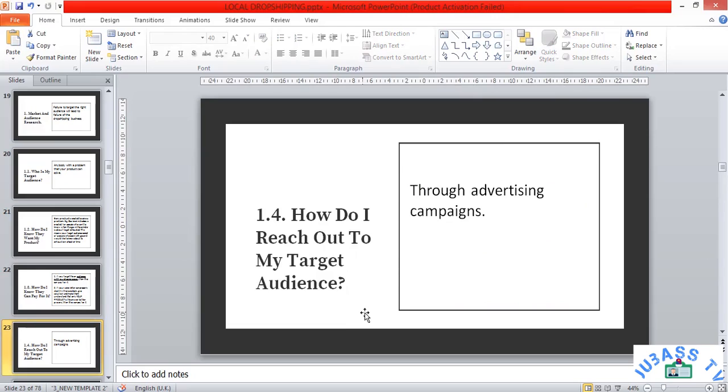Number 4, how do I reach out to my target audience? It's very simple. As you can see, it's only 3 words: 1, 2, 3. Through advertising campaigns, period. Don't complicate it. How to reach out to them is only through advertising campaigns. As long as your business is online, that is the only way. Even offline, how do you reach your target audience? It's through advertising campaigns.